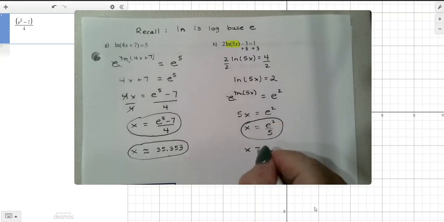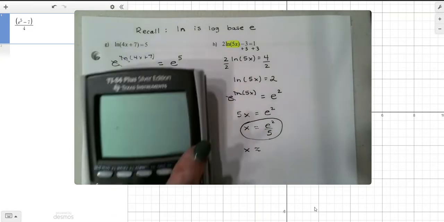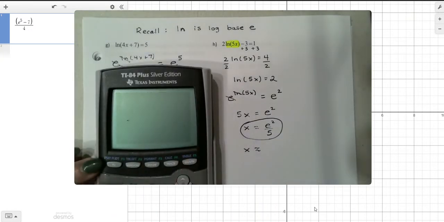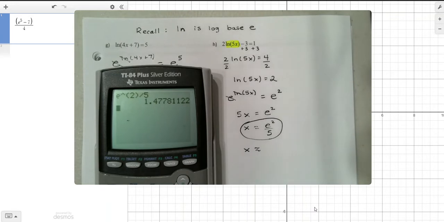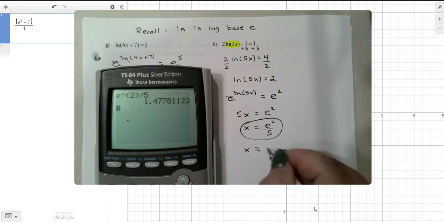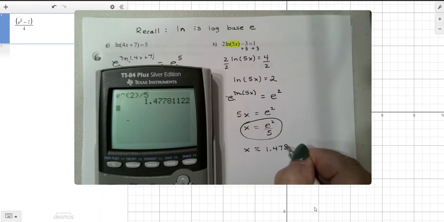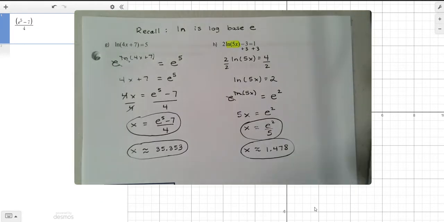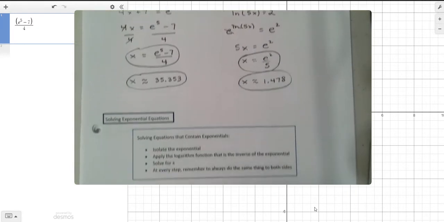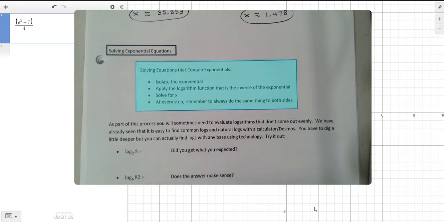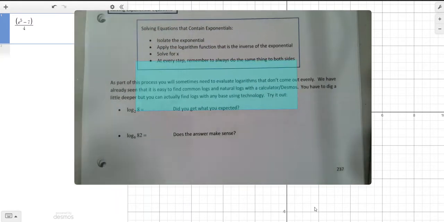If I want a decimal approximation, e squared divided by 5 is approximately 1.478. All right, so that's solving log equations. Isolate the log and then apply the inverse function, whatever exponential function is your inverse, to basically get rid of the log in your equation.